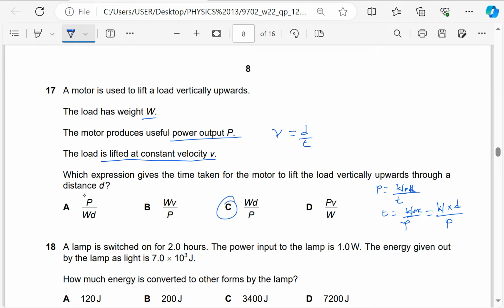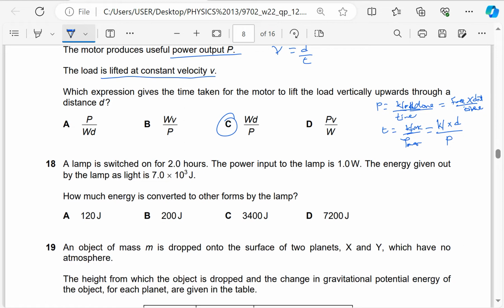This is work done divided by time. That is power. So when I make T the subject, T is equal to work over the power. And work is the force times the distance. But the force is the weight, which is W, then distance is D over the power. So the answer is C.